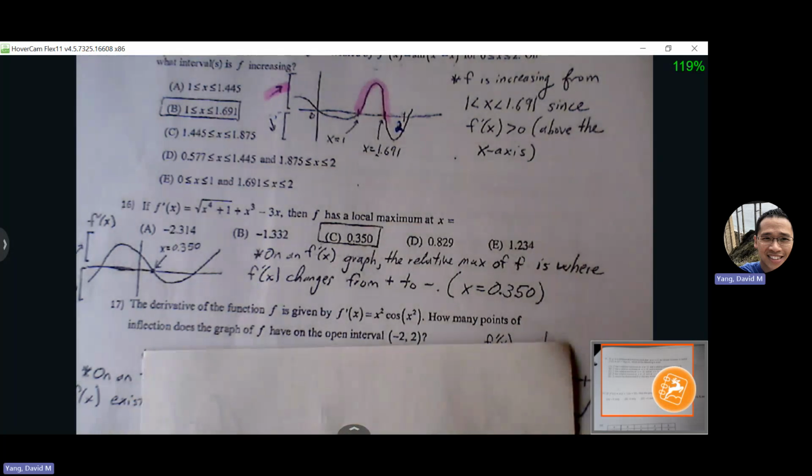Okay, 17 again is asking you to graph f prime. And now if you're looking at the f prime graph, how do we find points of inflection? Where do we look if we're looking at the f prime graph? We're looking for points of inflection. We look at the what? The maxes and mins, yeah. So the peaks and valleys of your f prime graph are going to show you where your POI is.